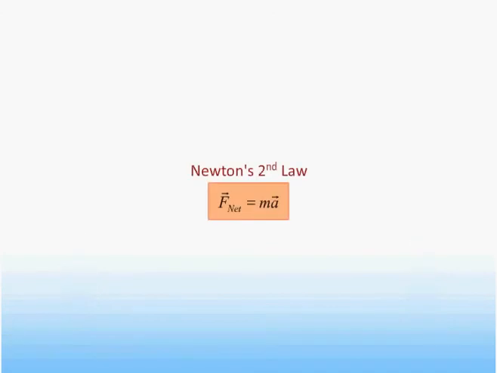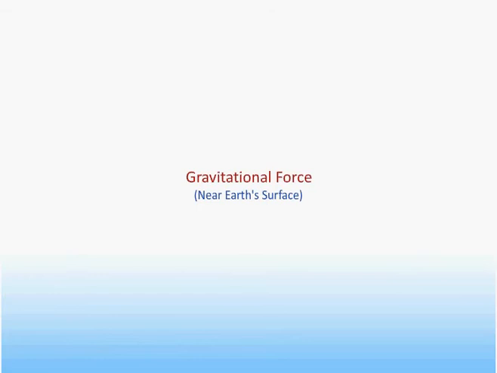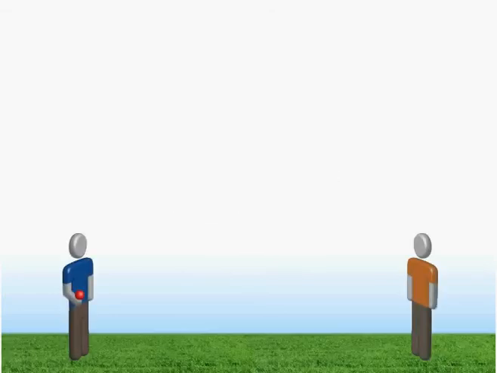In order to apply Newton's second law in physical situations, we will need to increase our inventory of forces. We'll start with the gravitational force near the surface of the Earth. We have already seen that an object in free fall near the surface of the Earth has a constant acceleration whose direction is down and whose magnitude is equal to the constant g, which is equal to about 9.8 meters per second squared.